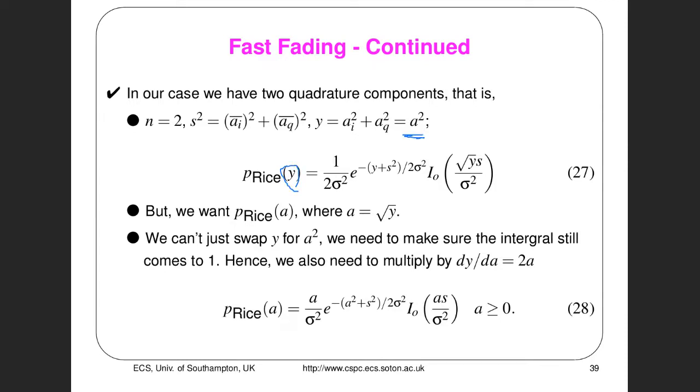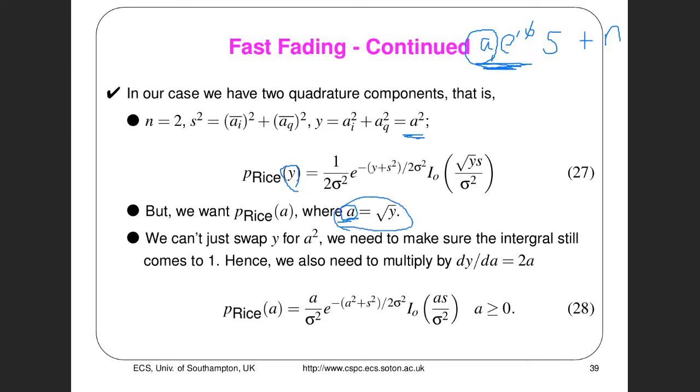We want the amplitude of the fading, which is a value that's applied to the signal. When you have a signal, it's applied with this amplitude and also a phase. So this whole thing is a complex value. This is a fading. And then we normally also have a noise. This whole thing is the received signal. So we want a PDF of the amplitude.